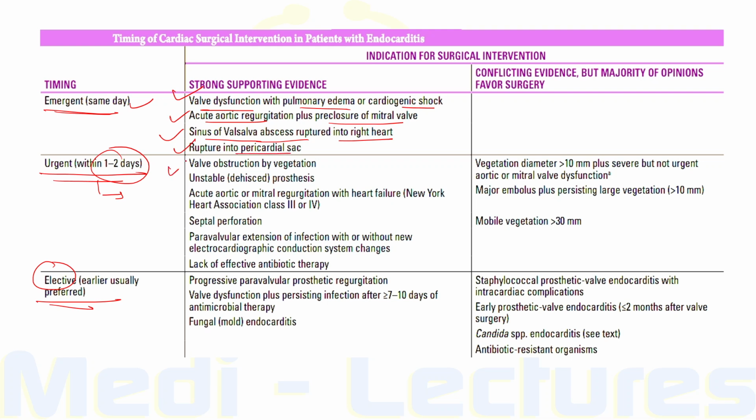The urgent indications include valve obstruction by vegetation, unstable prosthesis, acute AR or MR with heart failure, septal perforation, paravalvular extension of infection, and lack of effective antibiotic therapy. Elective indications can be remembered as progressive paravalvular prosthetic regurgitation, valve dysfunction plus persisting infection after 7 to 10 days of antimicrobial therapy, and fungal endocarditis. So question can be formulated like which of the following is an elective indication? The option will be present like fungal endocarditis. So this is again an important table.